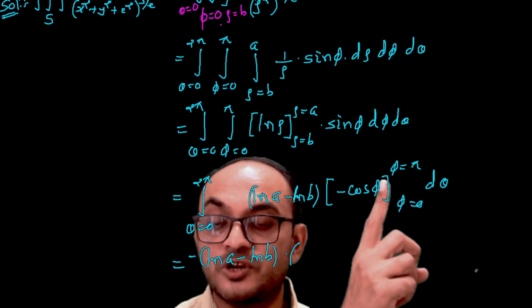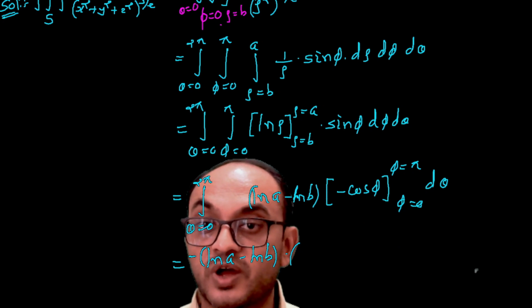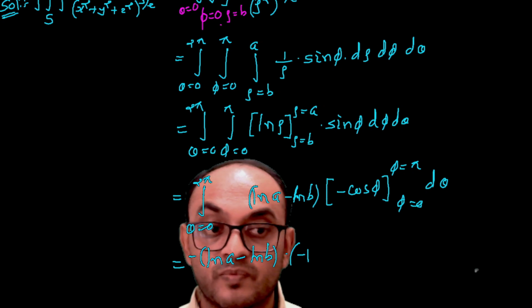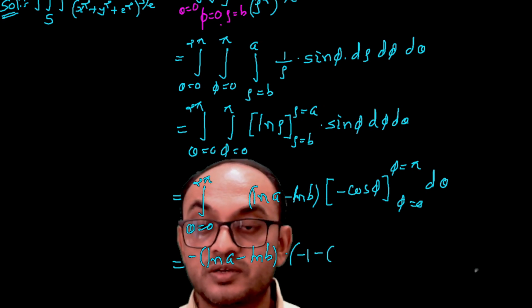Now when I substitute phi equal to pi, this is cos pi. You know what cos pi is? Cos pi is minus 1, with a minus sign for the lower limit.